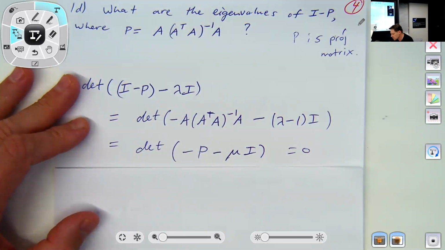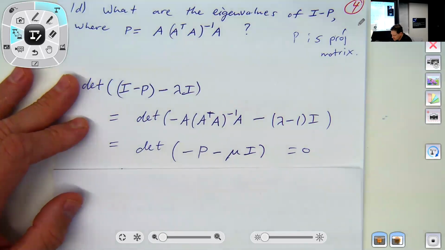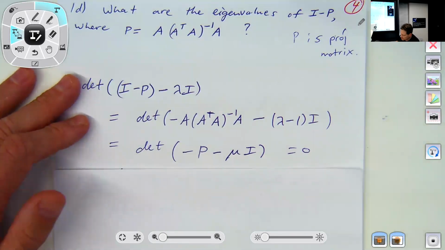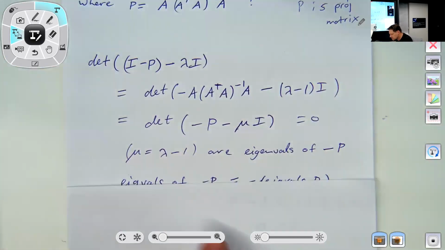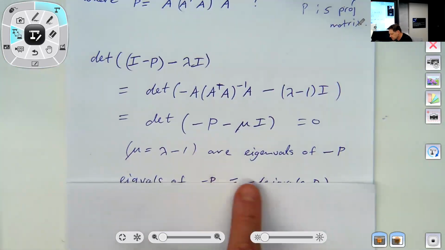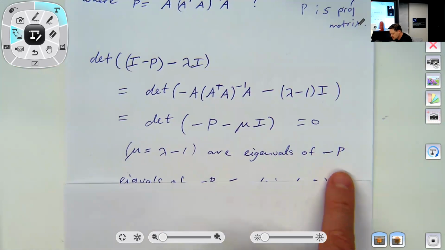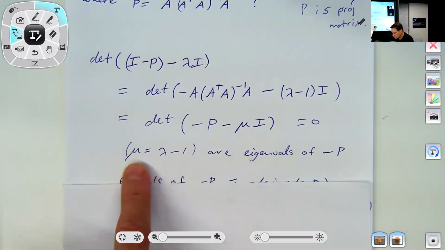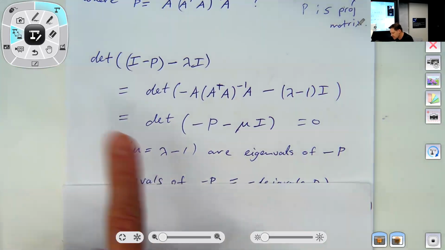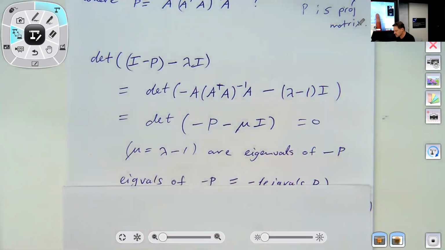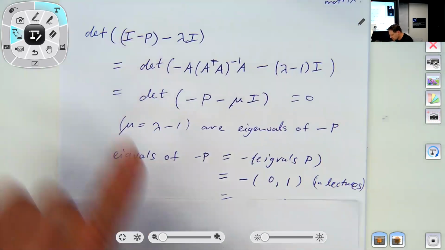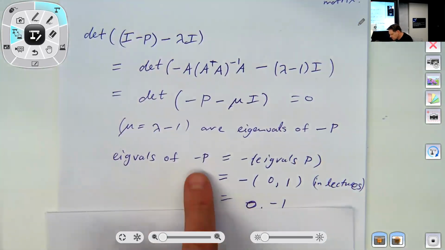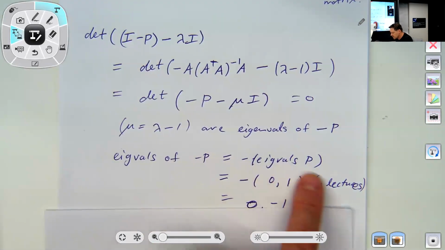And so essentially what you find is that this relates to the eigenvalues of P. Okay, in other words, these are the eigenvalues of minus P, the mu, right? And where we say mu is lambda minus 1, just from that expression. Okay, so yeah, so the eigenvalues of minus P are minus the eigenvalues of P.